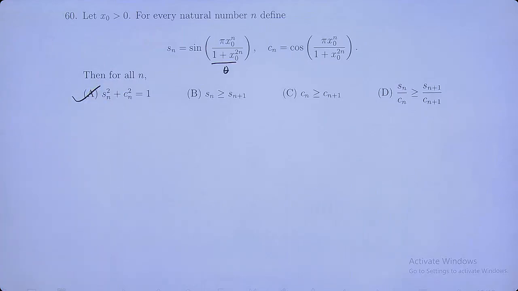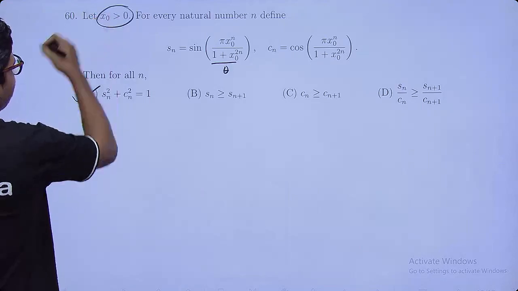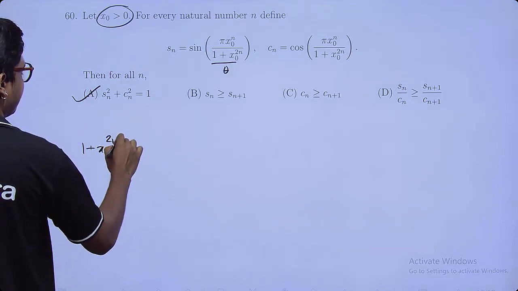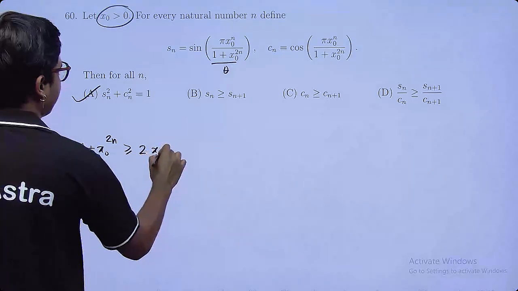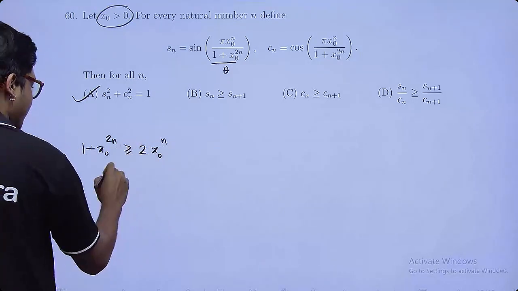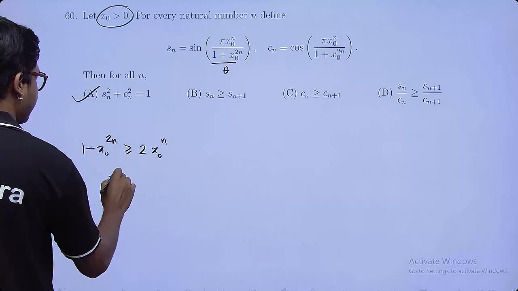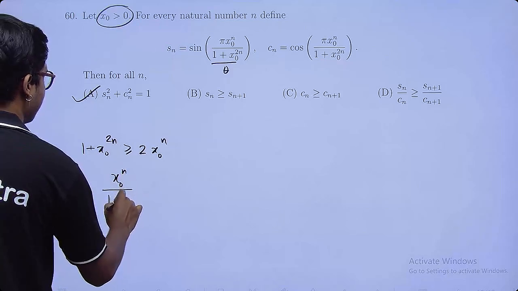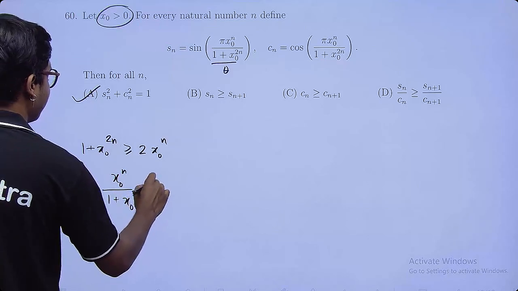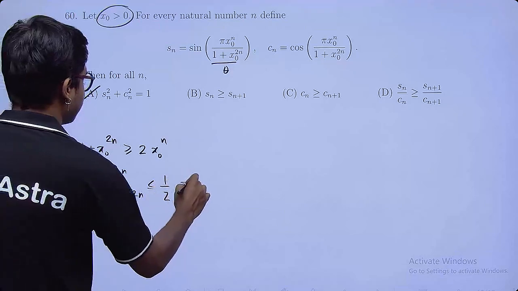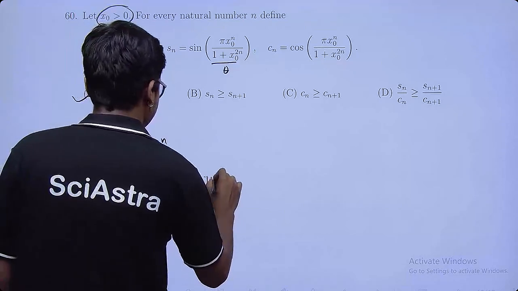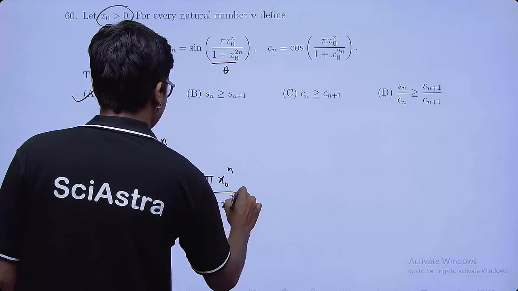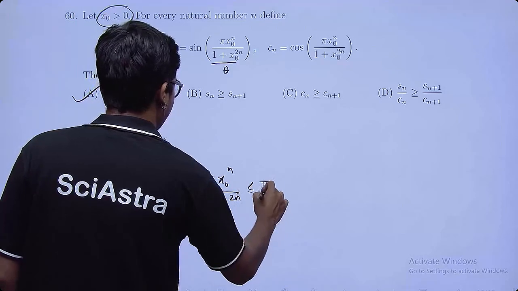Now, coming to the next thing. Look at this, x naught is a positive real number. So if I use AM-GM on this quantity, I know this is greater than or equal to twice x naught to the power n. If I cross multiply, x naught to the power n divided by 1 plus x naught whole to the power 2n is less than or equal to half, which means pi times x naught to the power n divided by 1 plus x naught whole to the power 2n is always less than or equal to pi by 2.